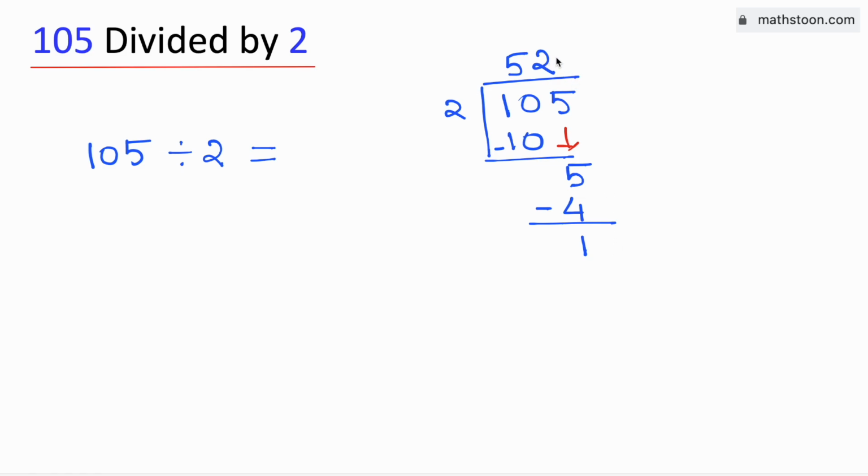So in this case, we will put a decimal here so that we can borrow 10. Now 2 times 5 is 10. Subtract, we get 0. As we have obtained the number 0, we will stop. Therefore, 105 divided by 2 is equal to 52.5, and this is our final answer.